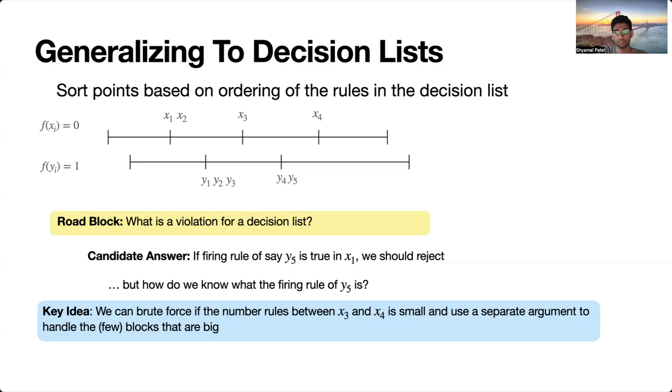And that's maybe the high level idea of how we're testing these decision lists.